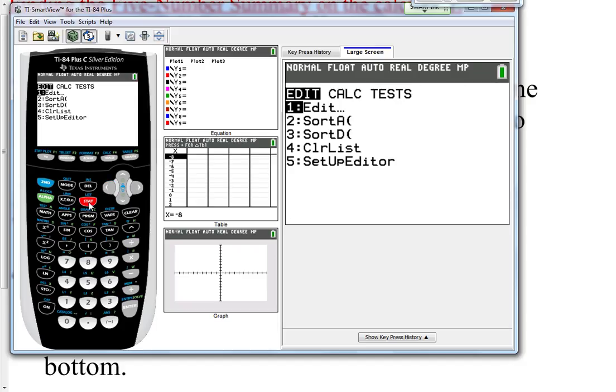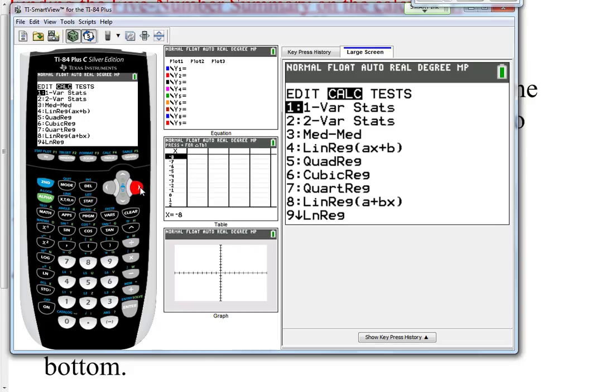This time, instead of editing your lists, you're going to press the right arrow over one, and it's going to be the Calc menu. CALC means Calculate. And you're going to keep it right here on number 1, 1-Var Stats. That's what we want. So you're going to press Enter.